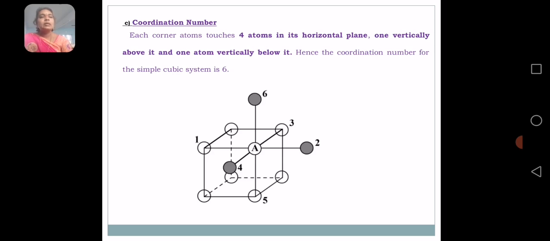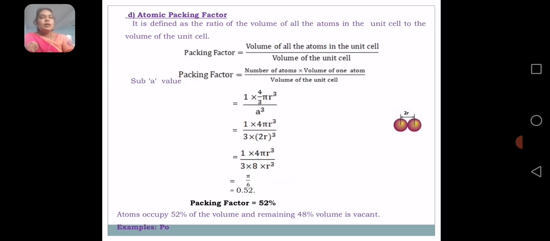Then we calculate the atomic packing factor. What is atomic packing factor? We already discussed it in the previous class. Yes, you are correct. Atomic packing factor is nothing but the ratio of the volume of all the atoms in the unit cell to the volume of the unit cell. Then the volume of all the atoms in the unit cell can be expressed as the number of atoms into the volume of one atom, divided by the volume of the unit cell.